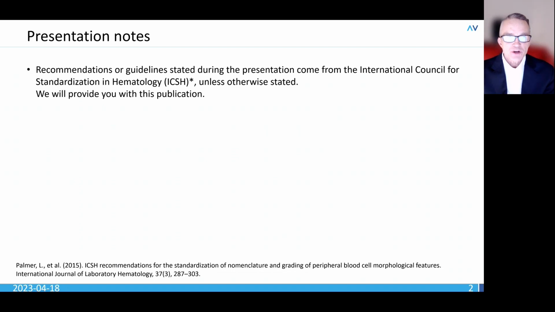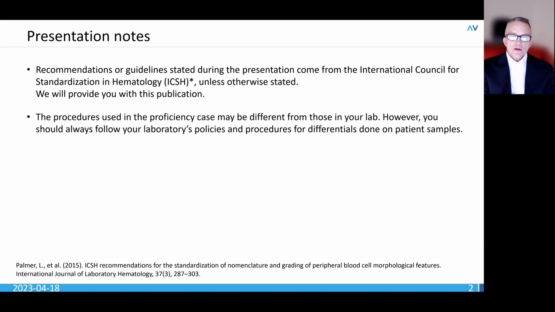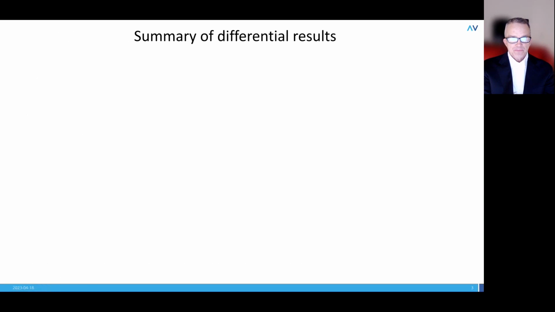I may give the presentation notes quickly. Recommendations or guidelines that I may state during this presentation come from the International Council for Standardization in Hematology, or the ICSH, unless I state otherwise. We will provide you with this publication. Just a quick note, the procedures used in the proficiency case may be different from those in your lab. You should always follow your laboratory's policies and procedures for differentials when performed on patient samples.